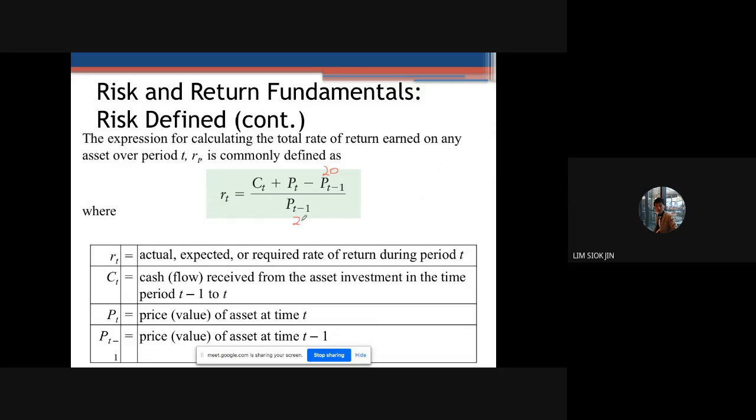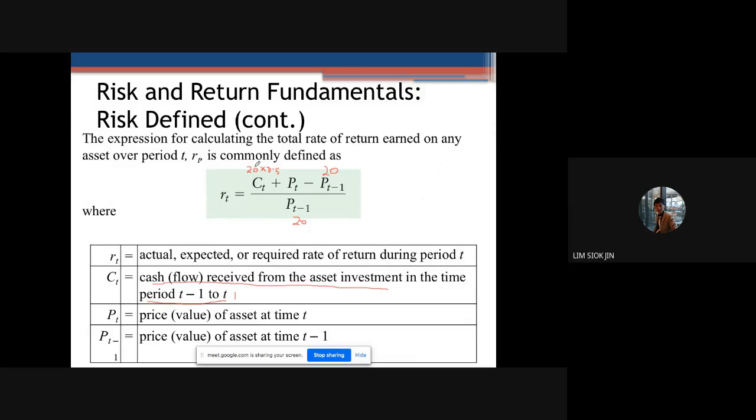During that 1 year I have the chicken, this chicken gives me 20 eggs. This 20 eggs I can sell for 50 cents each. So this is my C(t). C(t) is cash flow received from our investment in the time period. So the time period is 1 year, let's say. So during 1 year, my chicken gives me 20 eggs, and one egg I can sell for 50 cents.